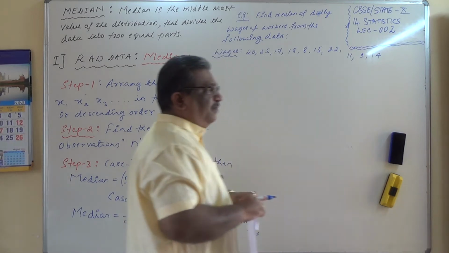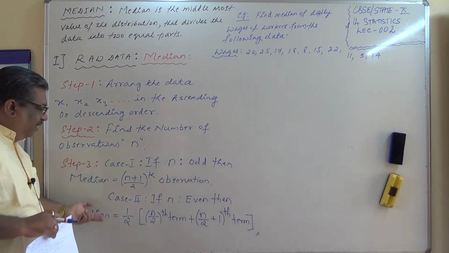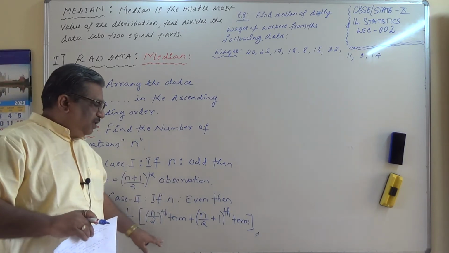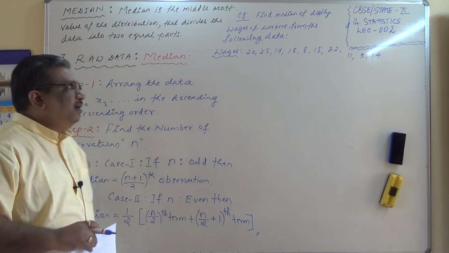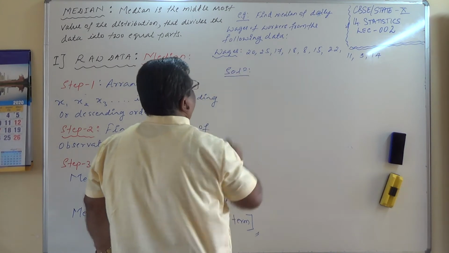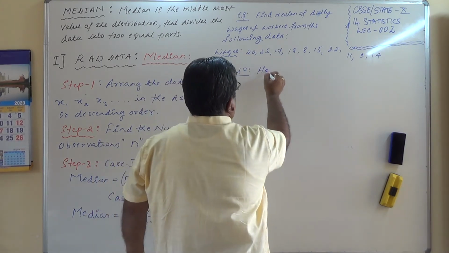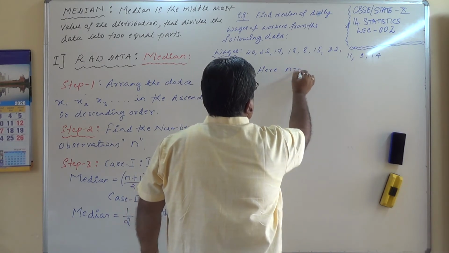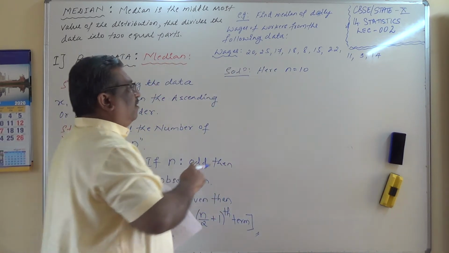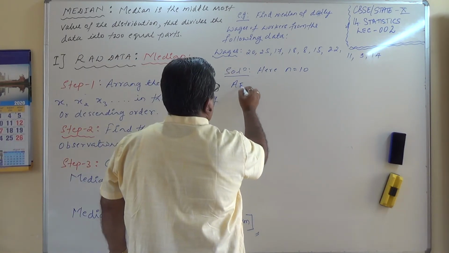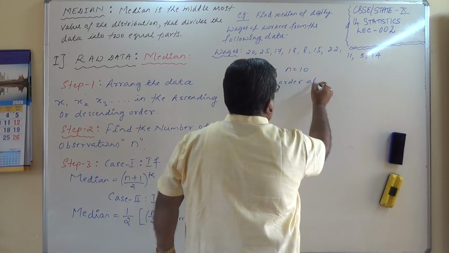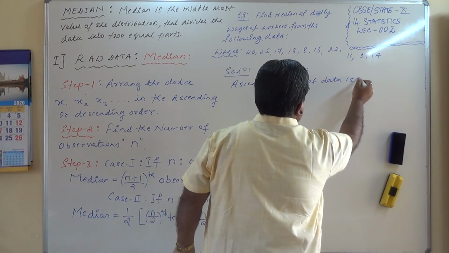There are 10 observations, and therefore the formula to calculate the median would be case 2 over here. If n is even, then it will be the average of the n by 2th term and the n by 2 plus 1th term. So let us follow the steps once again. Solution. In this case, the first step is to find n. Here n equals 10. Now we have to arrange the data in ascending order.